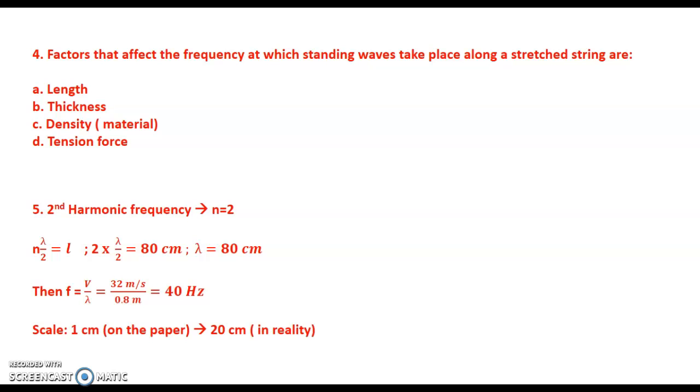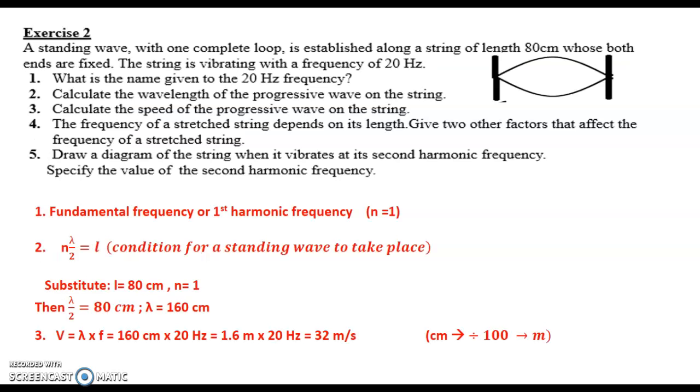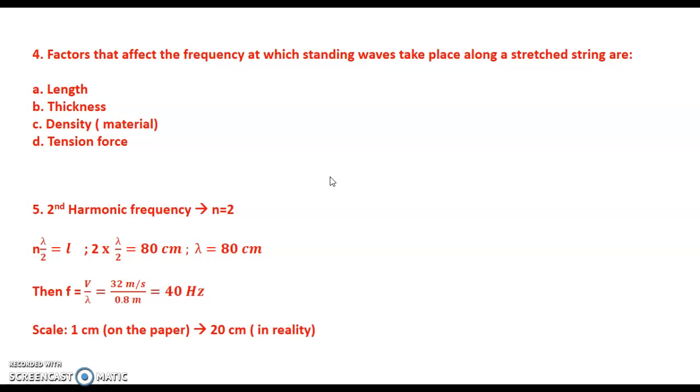Finally, for the fifth question, which is to draw a diagram of the string when it vibrates at its second harmonic frequency. Second harmonic frequency means n equals 2. Specify the value of the second harmonic frequency. As long as the wave is still propagating through the same medium, the speed is going to be constant. Of course, the same string, the same length. So second harmonic frequency n equals 2, applying the condition of standing waves, n lambda over 2 equals L. So for n equals 2, we get that lambda now is 80 centimeter, and f equals v over lambda.